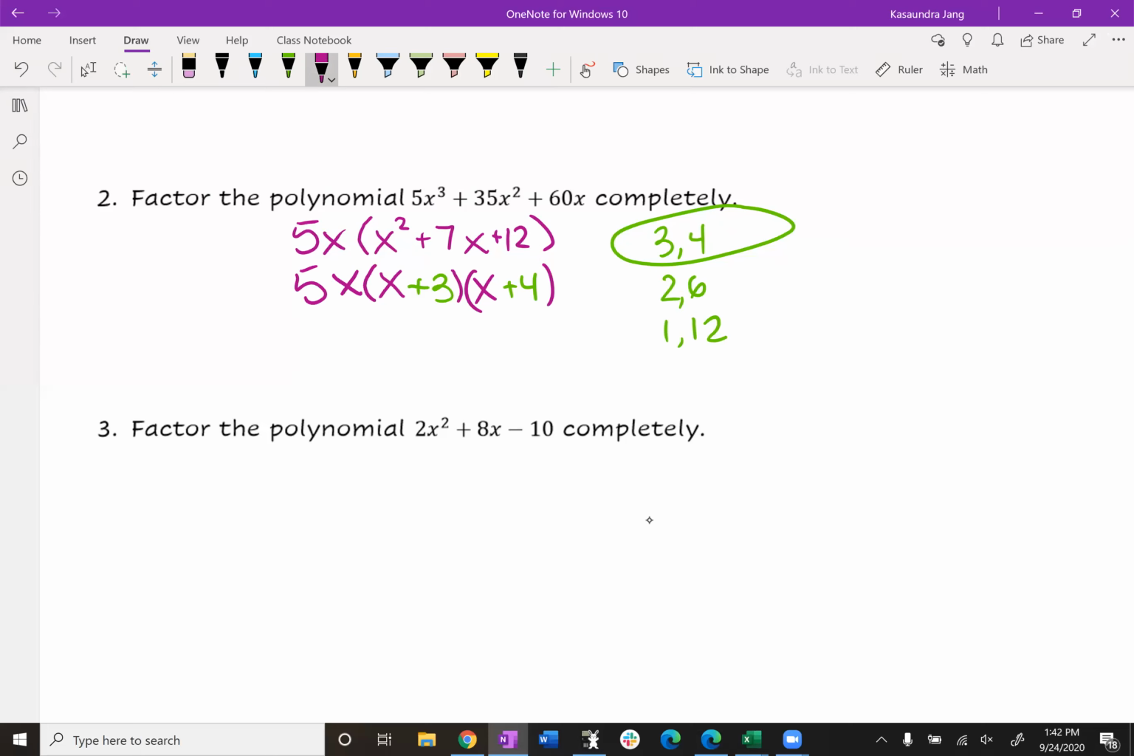All right, so now this is totally factored. It is factored completely. Okay, do you guys have questions? All right, I'm gonna give you guys a sec. Try the next one, do the same thing. Start with the GCF, greatest common factor, then factor what's left in the parentheses.